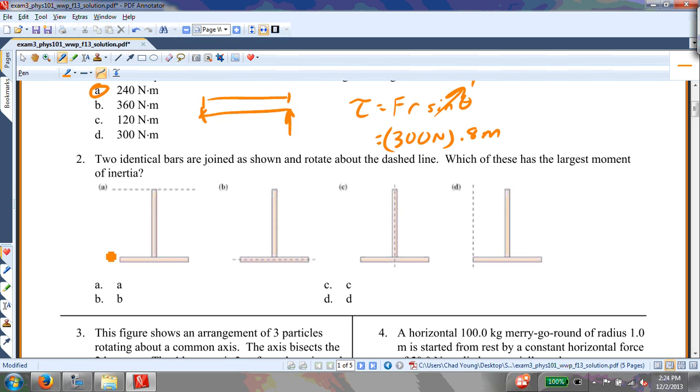Two identical bars are joined and shown, rotate about the dashed line. Which has the largest moment of inertia? The moment of inertia is defined as mr squared. So we're going to look for the one with the most mass at the largest radii, and that will be A. It has the most mass, which is the mass of this entire stick, at the largest radius, and none of these others have that. And then it also has this bar, which has mass spread over all radii.